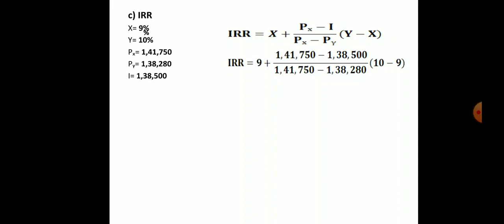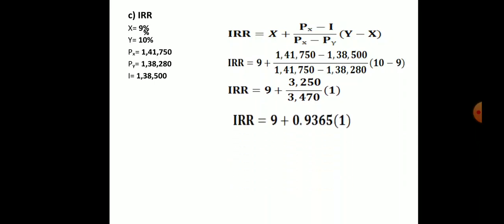So the value of y is 10, the value of x is 9. So 9 I have taken. So IRR is 9 plus, if you minus 1,41,750 minus 1,38,500, you will get 3,250, divided by 1,41,750 minus 1,38,280, which is 3,470. Then 10 minus 9 is 1. So I have taken 1.